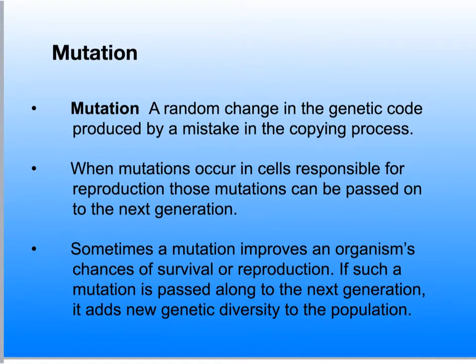DNA is copied millions of times during an organism's lifetime as the cells grow and divide. On occasion, mistakes in this copying process can happen, and this produces a random change in the genetic code. We also call that a mutation. Environmental factors like ultraviolet radiation from the sun and certain chemical exposures can also cause mutations. And when a mutation occurs in cells responsible for reproduction, like egg and sperm cells, those mutations can be passed to the next generation.